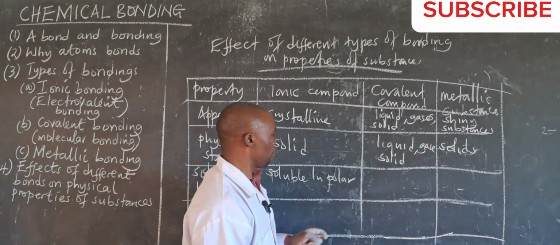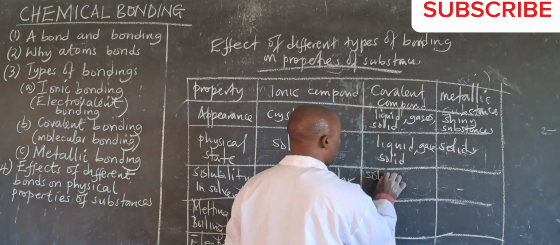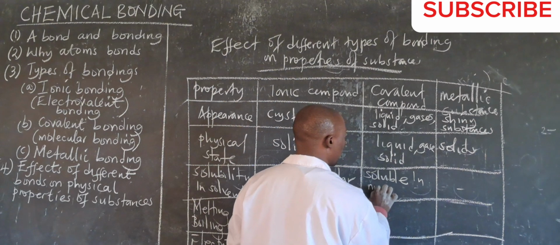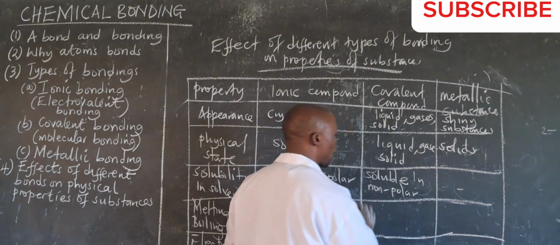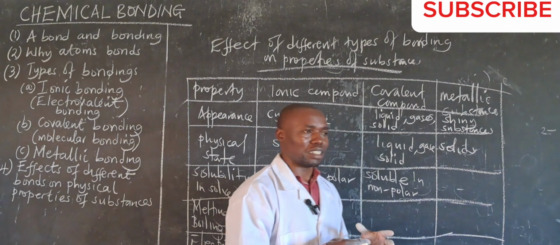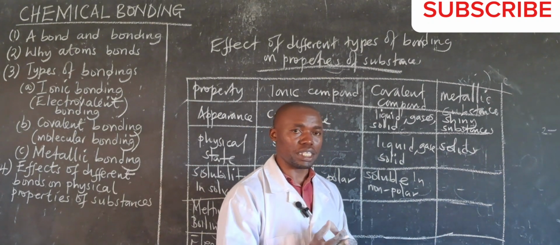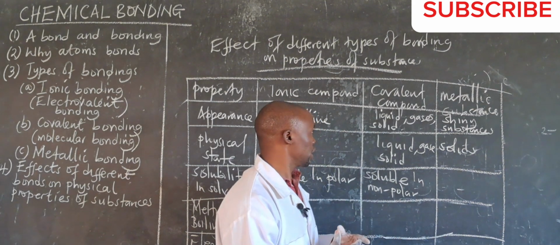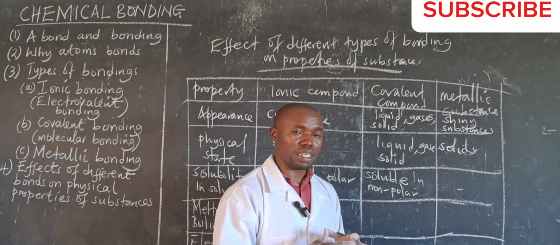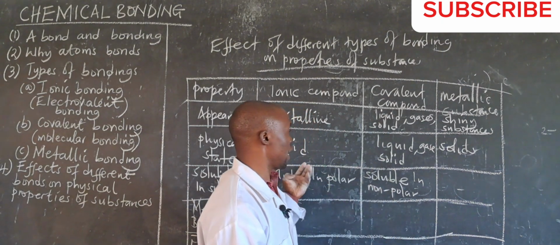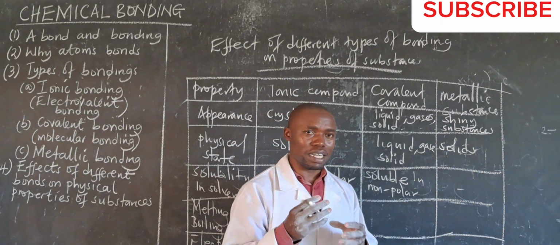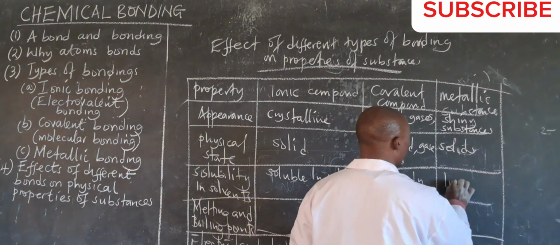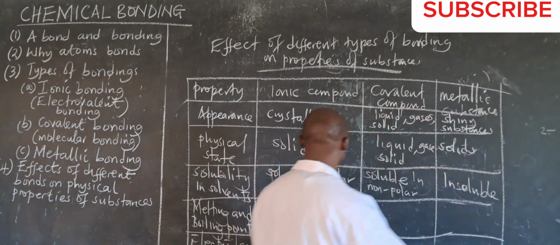Then we have covalent compounds. They are soluble in nonpolar solvents, solvents which have no charged molecules. Basically, these solvents are organic solvents such as benzene, methylbenzene, alkanes, not alcohols. Alcohols lie under polar solvents, but we can explain that later in other videos. Metals are insoluble in water and in solvents.